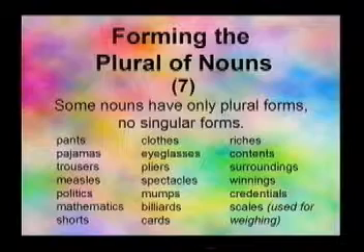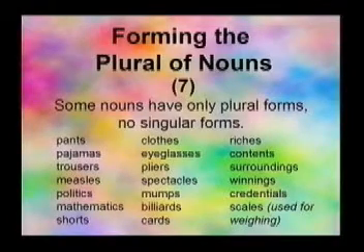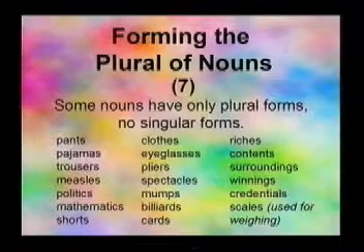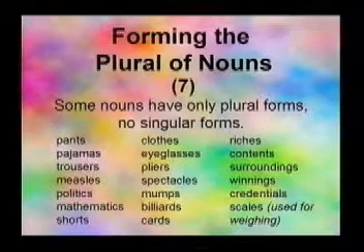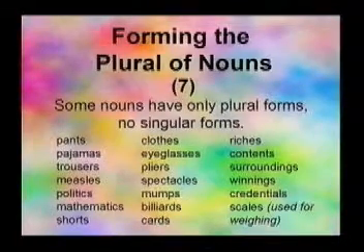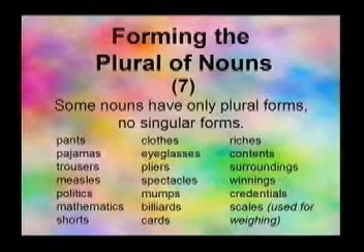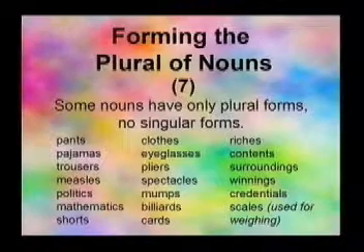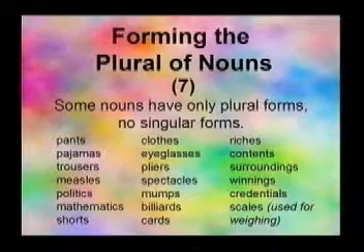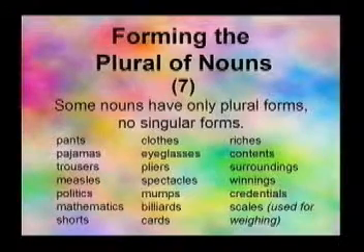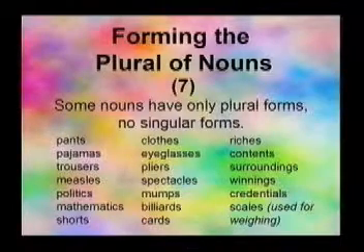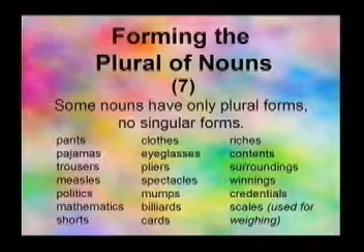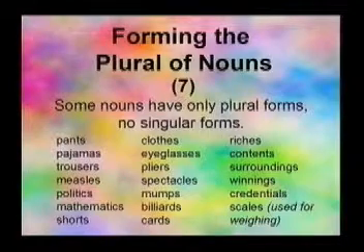Some nouns have only plural forms, no singular forms. Examples. Pants, pajamas, trousers, missiles, politics, mathematics, shorts, clothes, eyeglasses, pliers, spectacles, mumps, billiards, cards, riches, contents, surroundings, winnings, credentials, scales used for weighing.